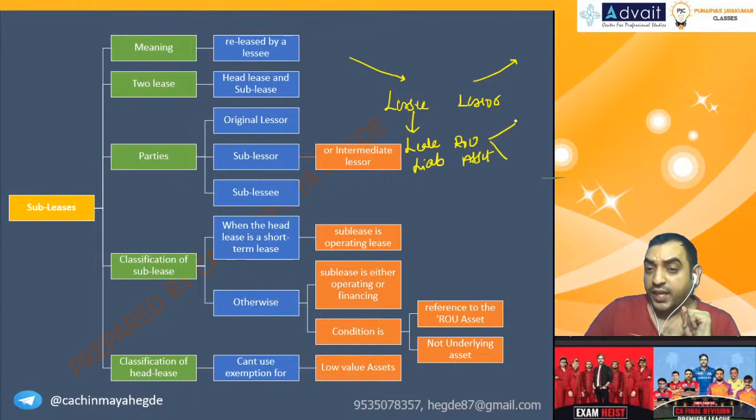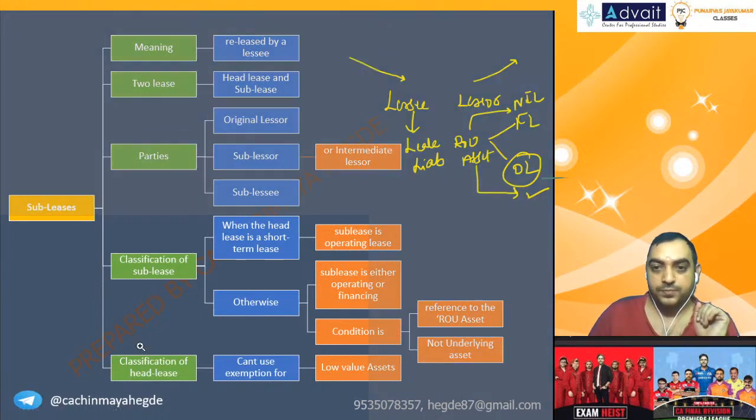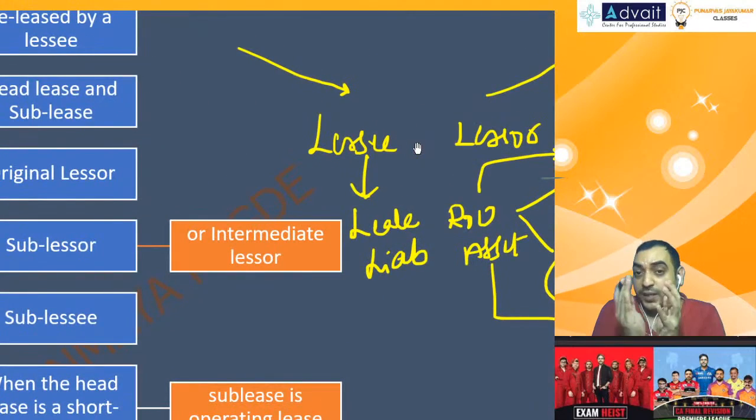As a lessor, you can have two possibilities, either a financial lease or an operating lease. If it is operating lease, ROU asset continues. If it is financial lease, ROU asset is replaced by net investment in lease. That is a simple concept of sublease actually. You only have to think from the middleman point of view. He takes the lease and he gives the lease. He is a lessee in the first contract, lessor in the second contract.